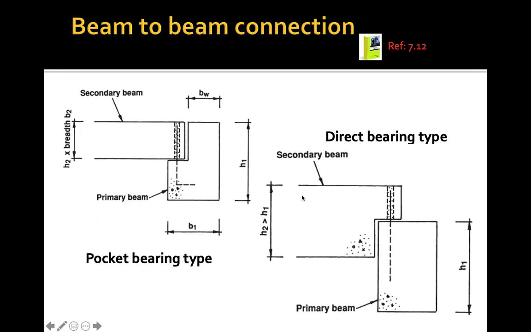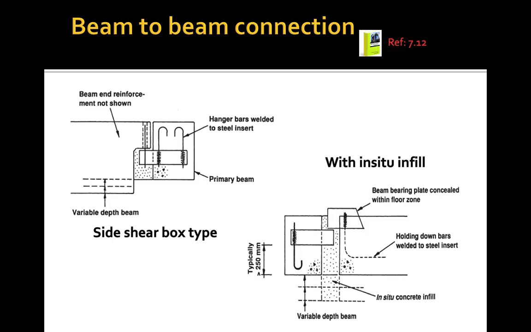These are the examples if we are to have the beam to beam connection. We have the pocket bearing type, which looks almost like the beam column connection that we have discussed previously. Also we have the direct bearing type. Then this is the side shear box type, and we also have the one with in situ infill.